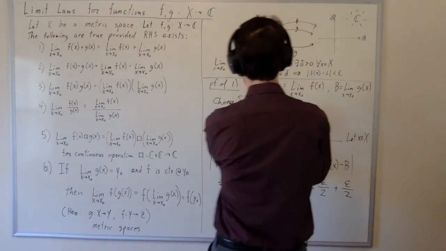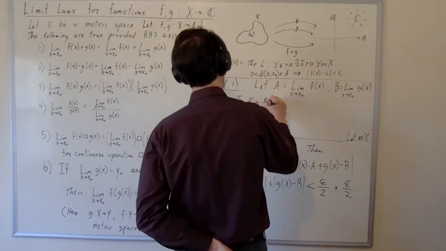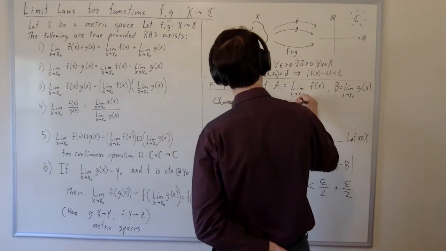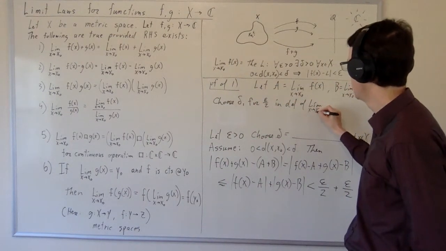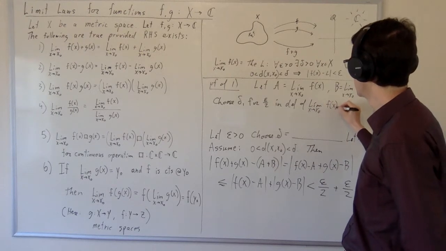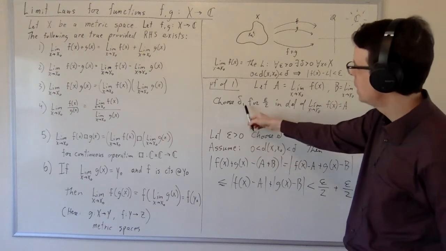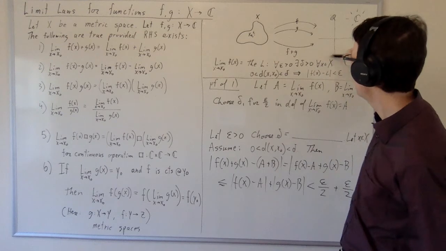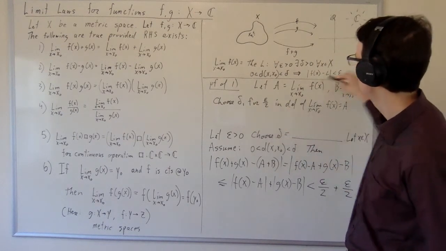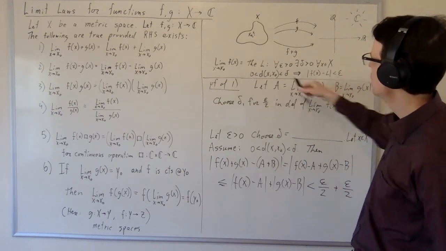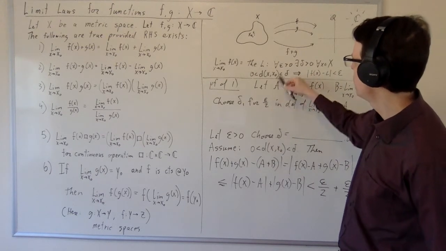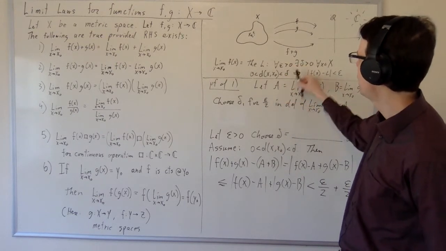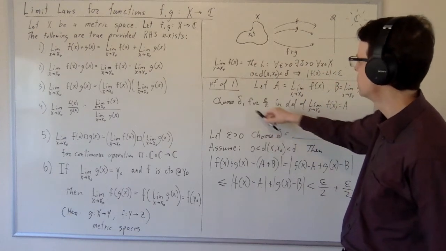So for epsilon over 2, in the definition of the limit as x goes to x naught of f of x is a, we're going to choose delta 1 for x naught. What we're saying is this is assumed. It's assumed that for all epsilon there exists a delta. So I'm going to apply this to the value epsilon over 2, and then there must be a delta, and I'm going to call it delta 1. So that's what that means.